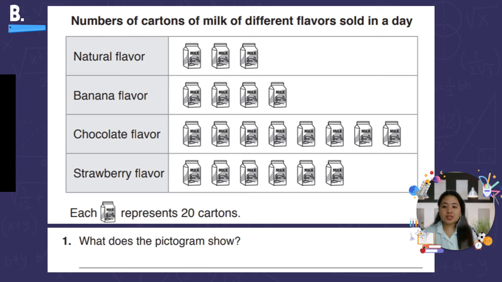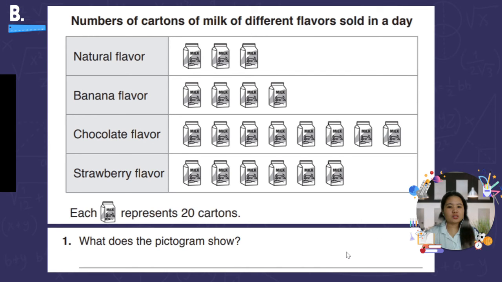Okay, but let's look at the question. On this question, you should not write the answers only. You need to do it in sentence form. How? Okay, let's answer question number 1. What does the pictogram show? So what will be the answer? Okay, just copy the title on the top part.